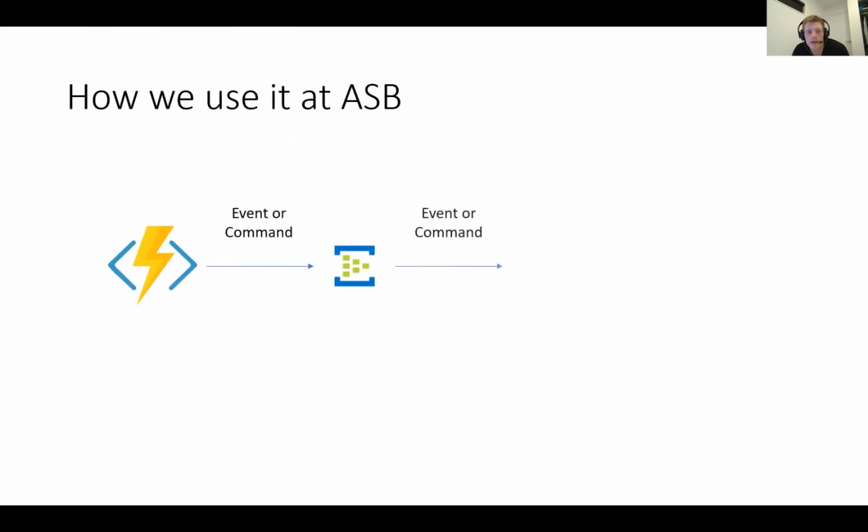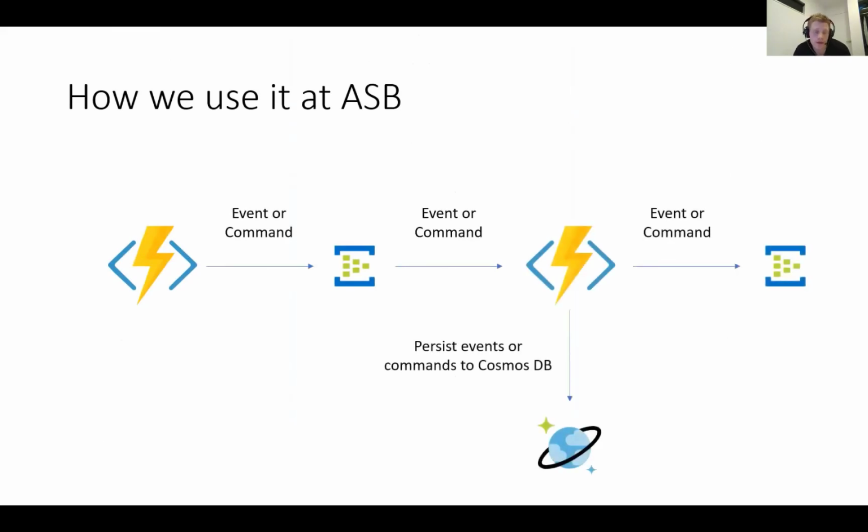And just a little bit of an insight on how we use it at ASB without giving away too much IP. Essentially, my team, we follow this event command pattern where we'll have an Azure function, it will generate some events or commands, and we'll process that through event hubs. And some functions will just process the events, but others will persist the events and commands to Cosmos DB following an event sourcing pattern.